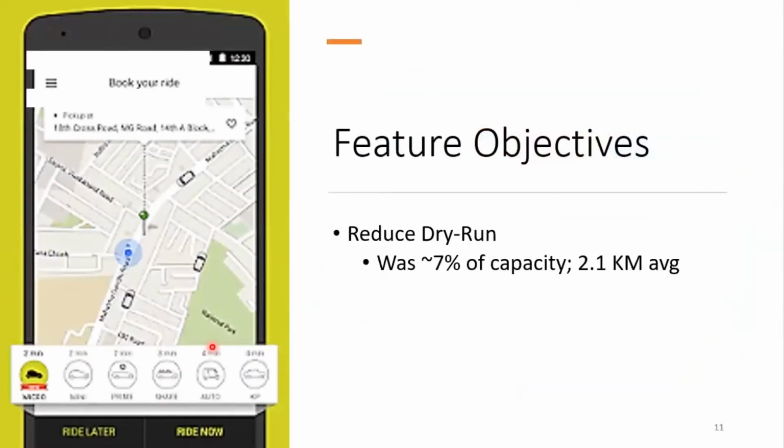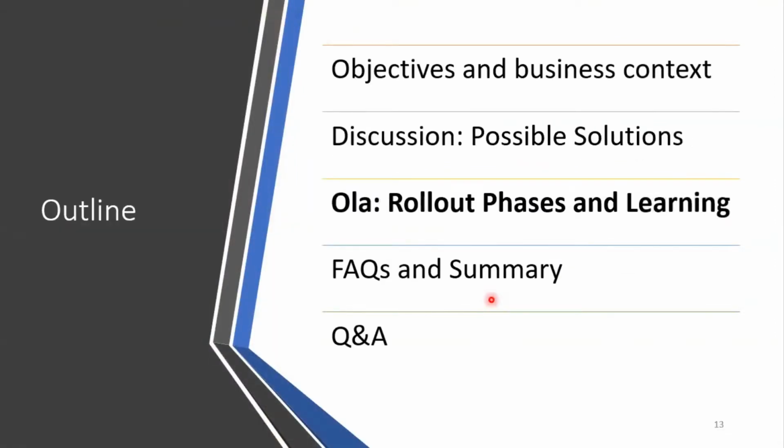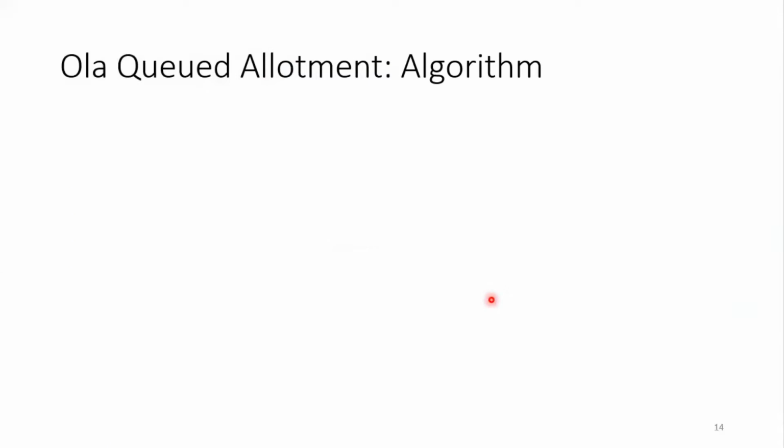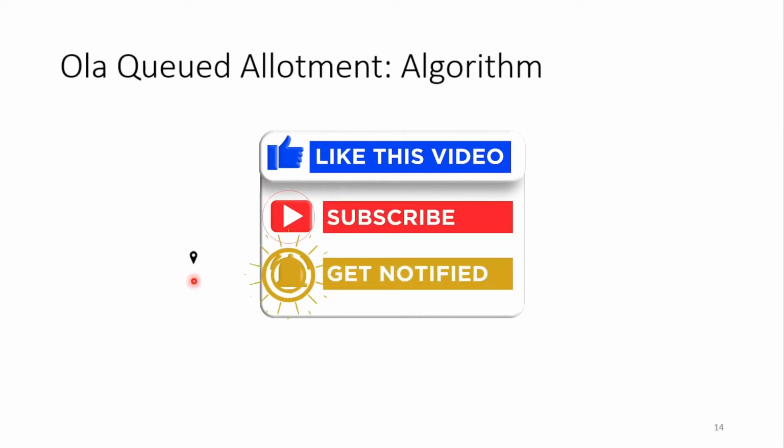So to sum all that up, the objective of the feature was to reduce dry run, which was 7% of the capacity and 2.1 kilometers on average. And let's take a look at how the MVP was built and how it was rolled out further. Right. So we came up with a very simple algorithm. So there is a customer who's requesting a ride at this location.